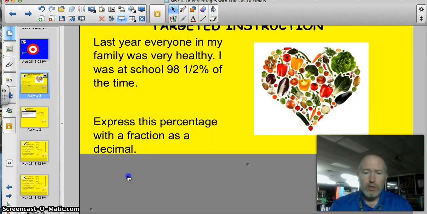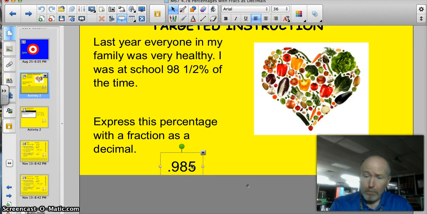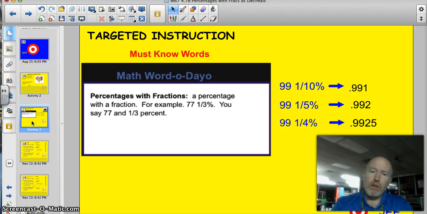Well, as you probably saw, there's your 98%, and 1/2 as a decimal is 0.5, right? You just tack that extra digit on right here. You don't put in a decimal 0.5 with two decimals. You just take whatever this fraction is as a decimal, and you add it to the end of your percentage. I'm going to take you through a step-by-step procedure on how to do that, but first, you must know words.